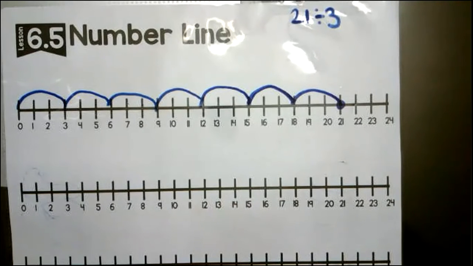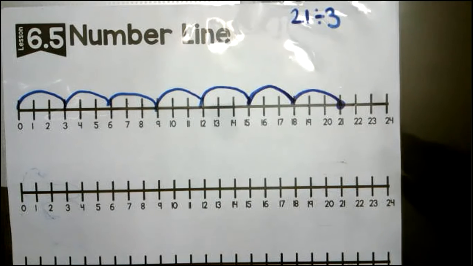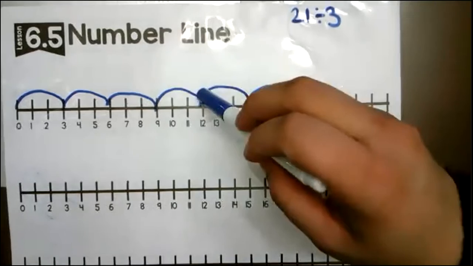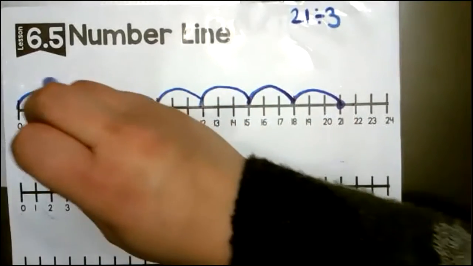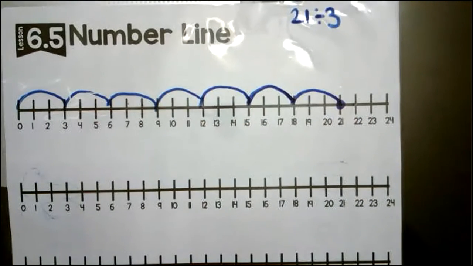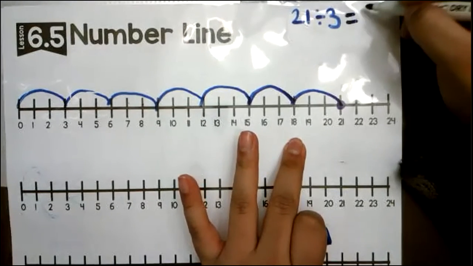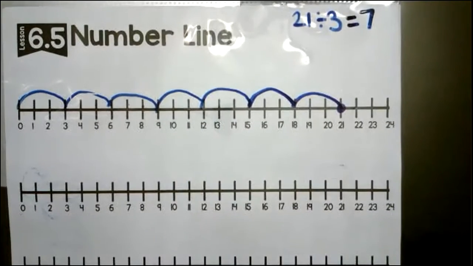So how many hops does it look like? When we're counting the hops, that is how we're going to find our answer. So we need to count how many times we subtracted or skip counted by 3. So I have 1, 2, 3, 4, 5, 6, 7. So we hop 7 times, which means 21 divided by 3 equals 7. Good job, friends. We're going to go on to our next example.